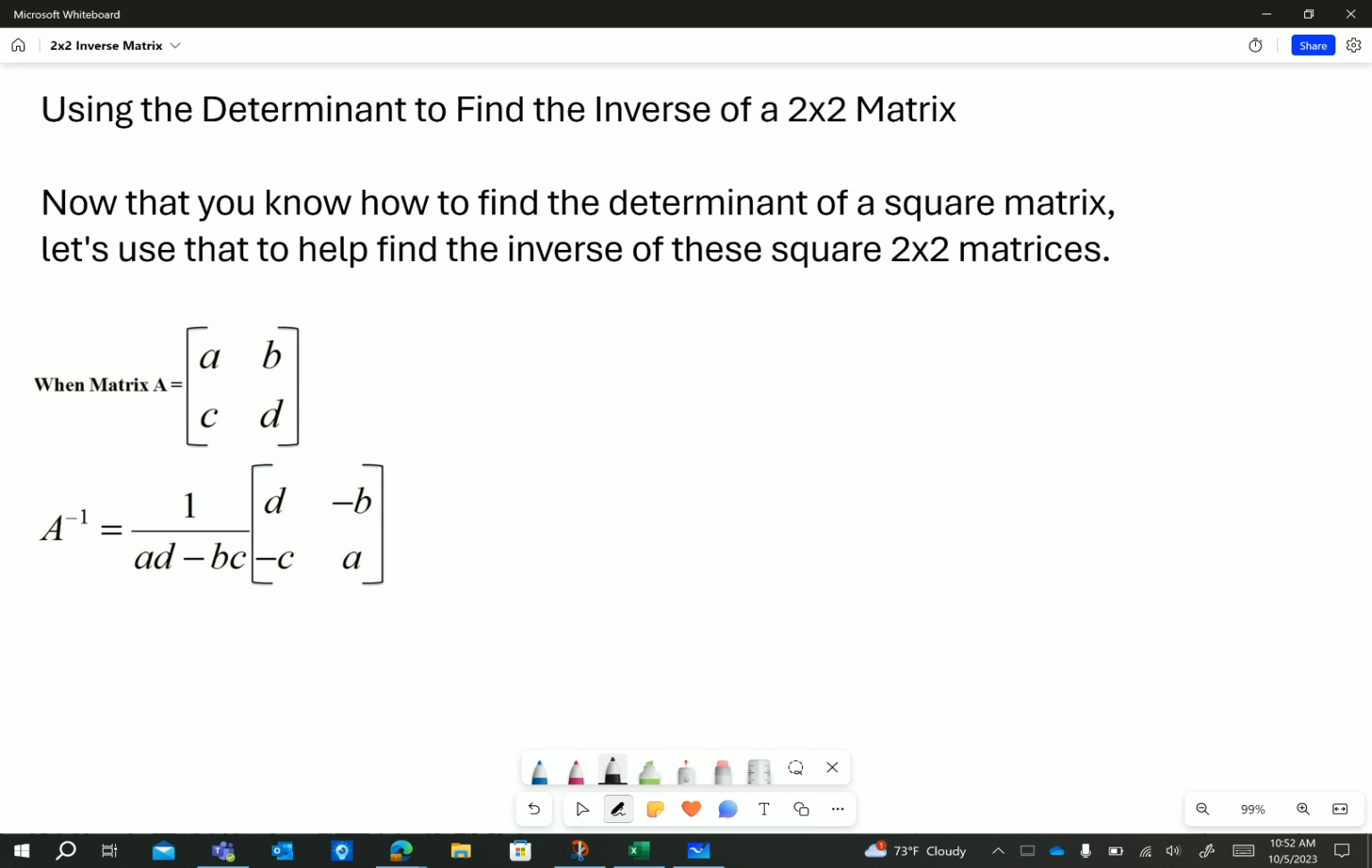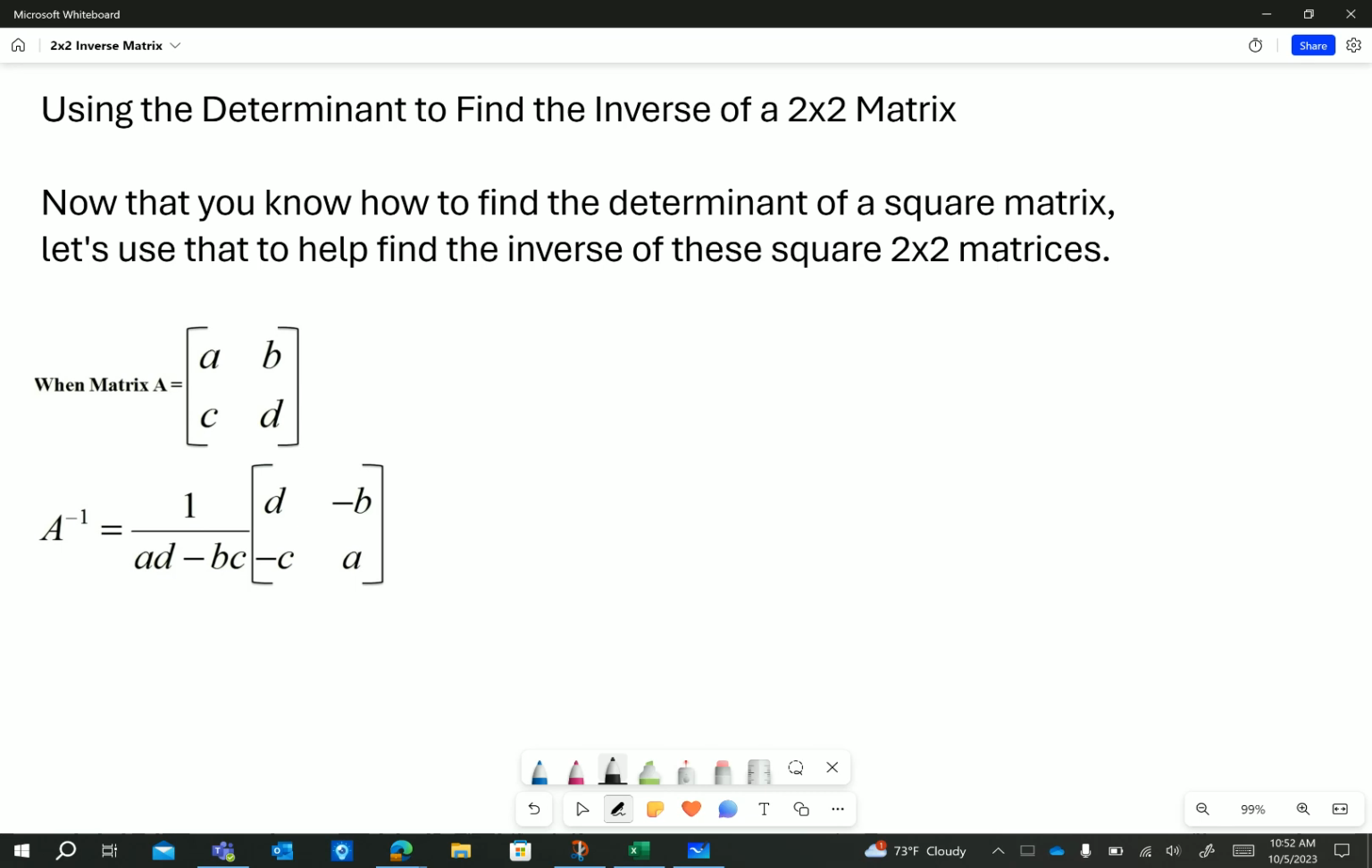So in the previous lesson, I showed you how to find the determinant of a square matrix, whether it was 2 by 2 or 3 by 3. But here we are going to just focus on finding the inverse of 2 by 2 matrices. All right. So here is a given 2 by 2 matrix A, with elements A, B, C, D, and the formula to find the inverse of said matrix is as follows.